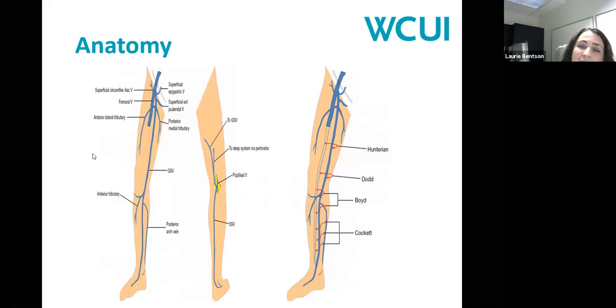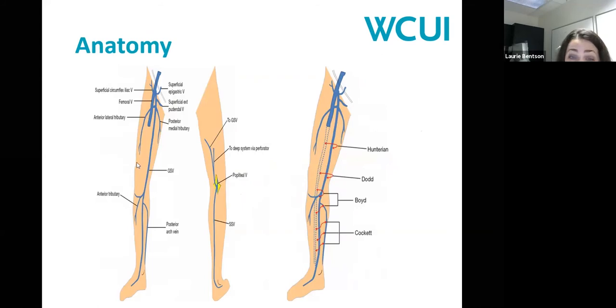also reviewing our superficial system anatomy. We'll dive a little bit deeper into this anatomy. We've got our perforators, our group of perforators here, the Cockett perforators and the Boyd perforators. And recall the perforators are those communicating veins that connect the superficial and the deep system.